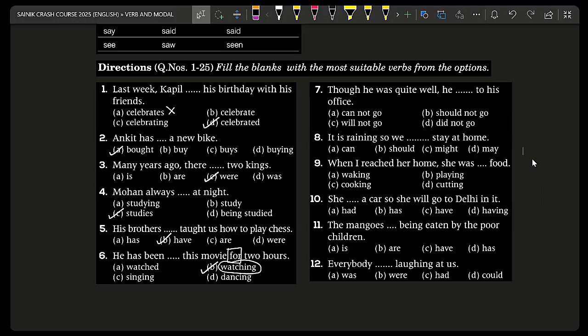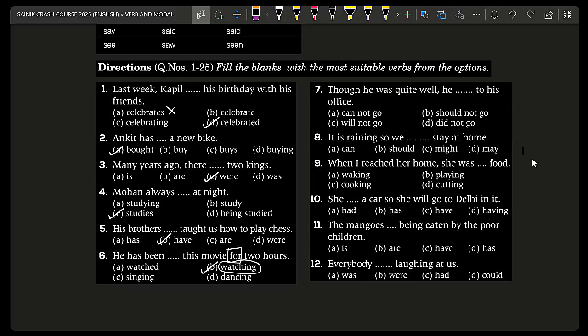Sir, I joined late, sir. No problem. I'm just asking the meaning of this first part. Though he was quite well, what does it mean? See, feeling well means he is healthy, right? He is not having any problem, illness. Yes, sir. Though he was quite well, he dashed to his office.